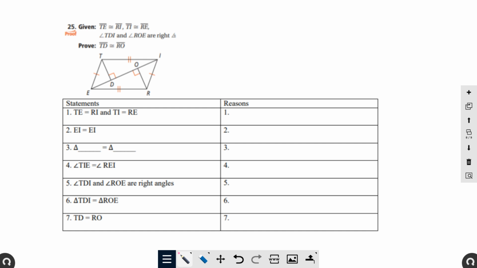TE is equal to RI and TI is equal to RE. Given. Now, notice up here by the given, I have another statement. Angle TDI and ROE are right angles. Well, that's also listed in statement 5. So why don't you go ahead and put in 5 given as well? You can find those givens and write them down. That's an easy point or 2 for you if there's more than one. Now, reason 2, EI is equal to EI. Well, that is the reflexive property.